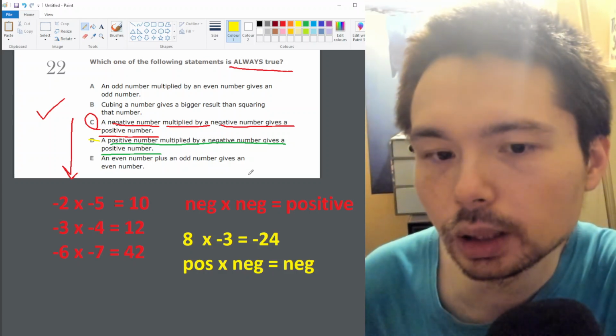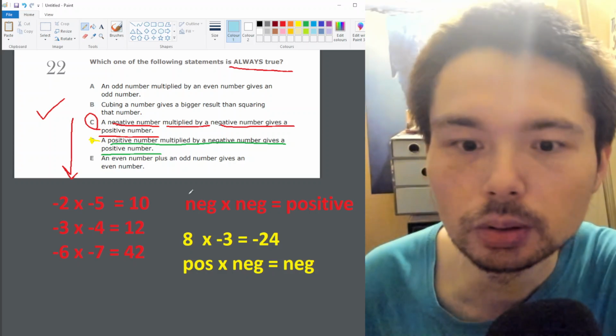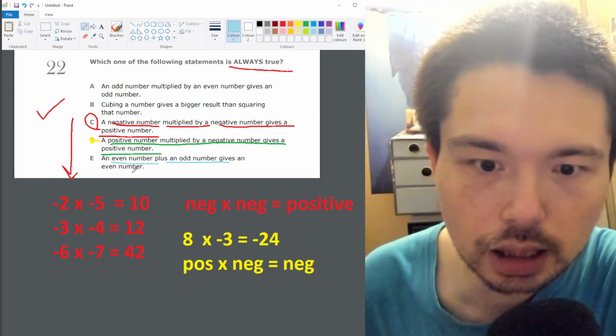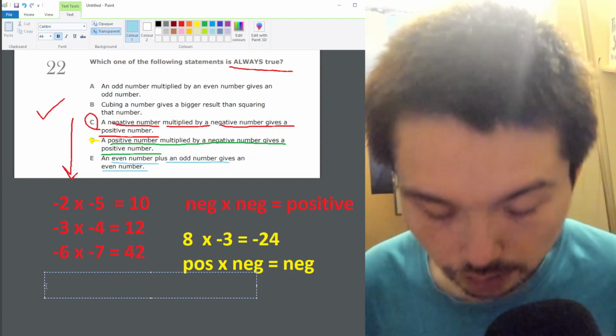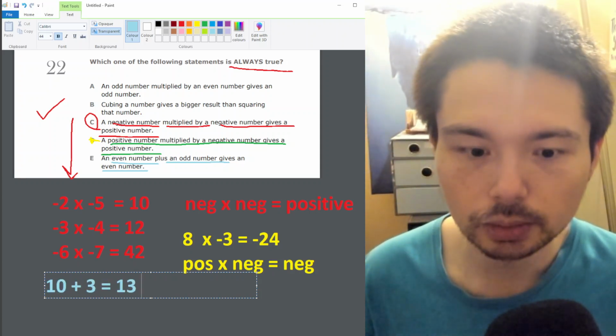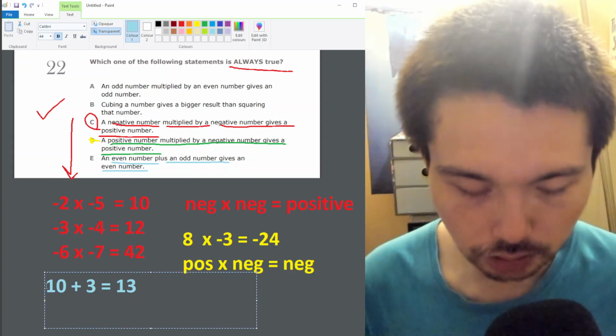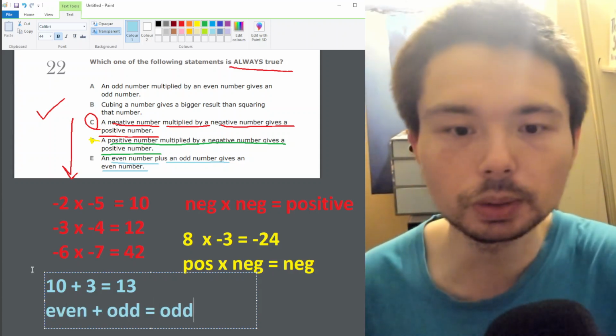Remember, we're finding the one that is not true. E. Let's go blue this time. Even number plus odd is even. Well, let's just pick an example. See if it works. Even number 10. We're going to plus an odd number. 3 is equal to 13. So this is one rule. Write it. Even plus odd is odd. So we get rid of it.